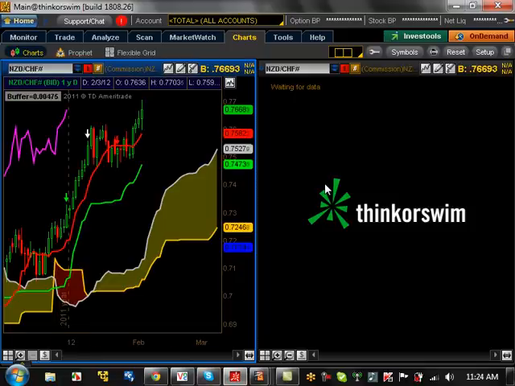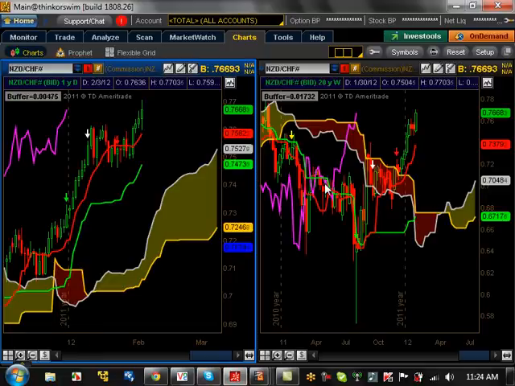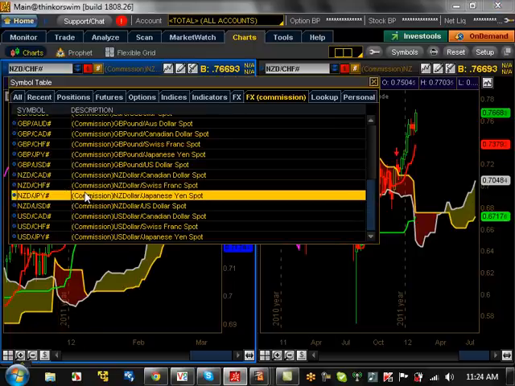New Zealand Swissy, not much to talk about. You know, New Zealand's strong compared to Australia, and Australia's strong compared to everything else. So of course this is going to be strong right here. It's moving forward. It's still trending on both time frames. So there's nothing much really to talk about in that one.